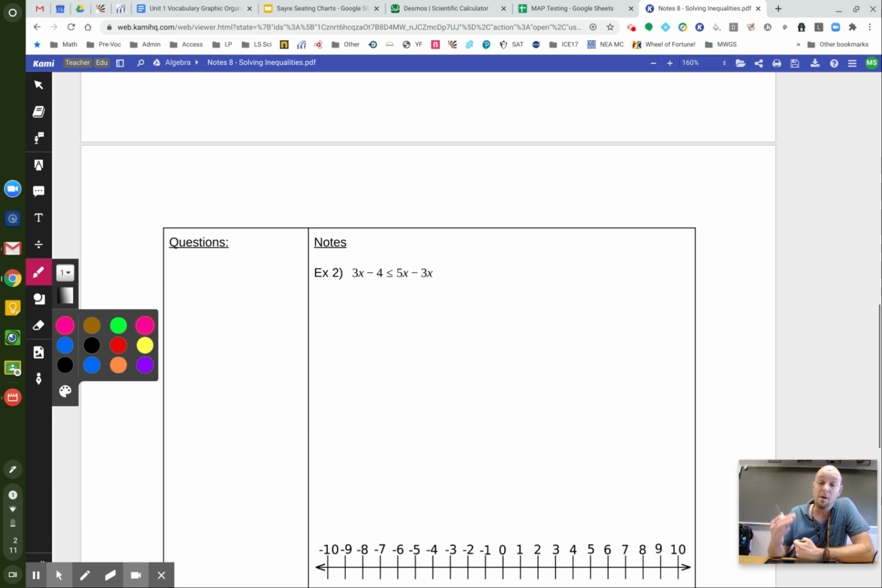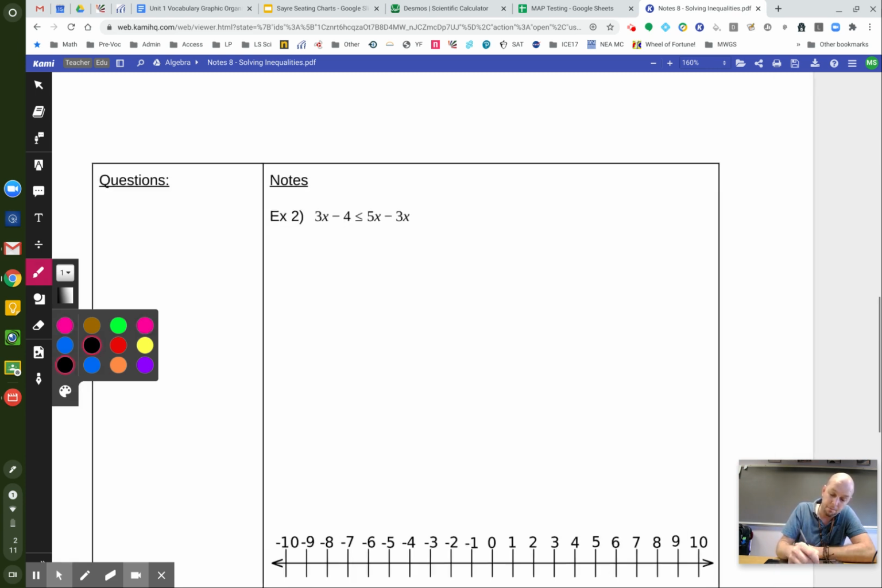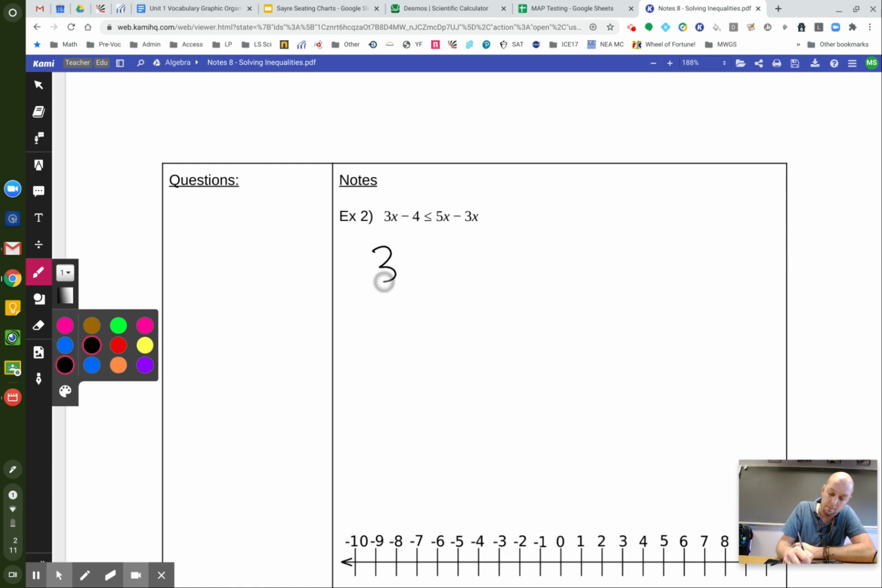Okay, so I'm going to solve this equation just like I normally would. When you're solving equations, the first step is to combine like terms on the same side. I don't have any like terms over here, but I do have some over here, so I'm going to combine those. So my 3x minus 4 is less than or equal to, because the less than is going that way, because the alligator wants the bigger thing. And then I have 5x minus 3x, which is 2x.